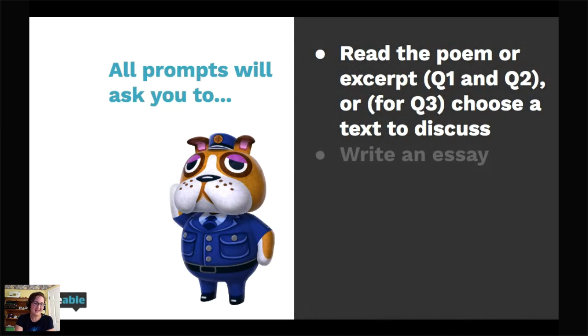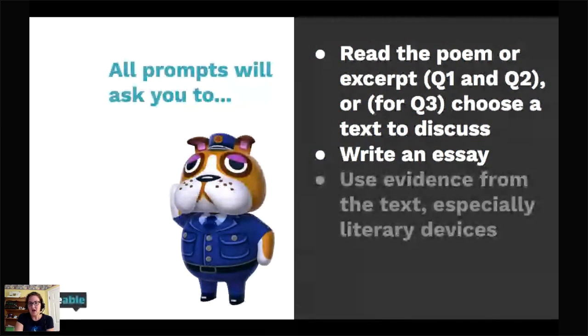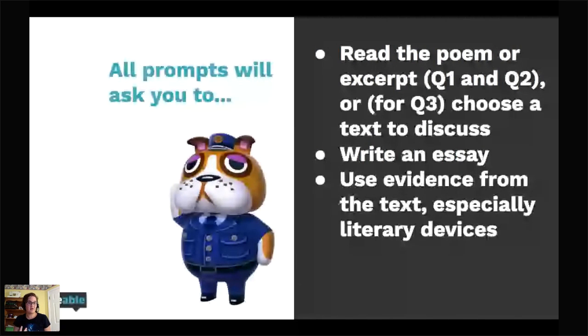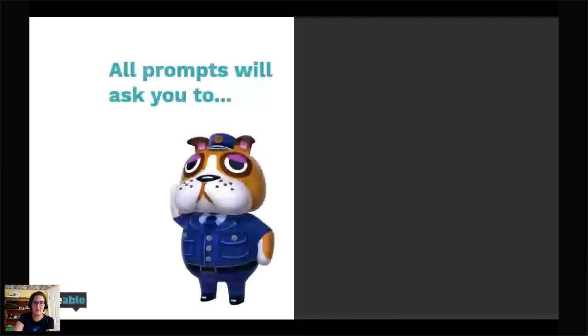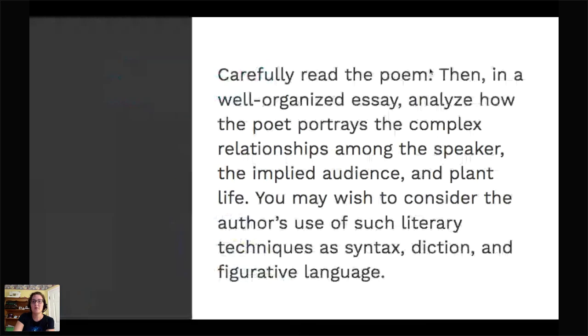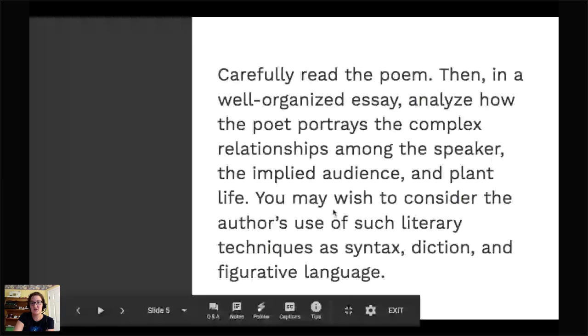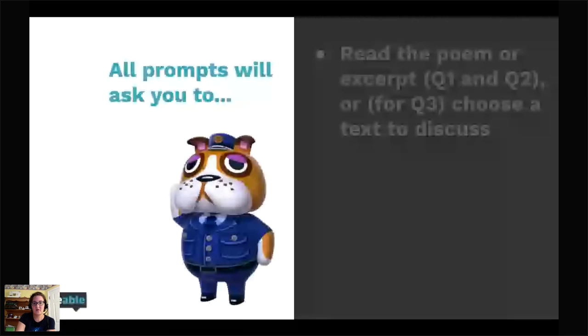Second thing they'll ask you is write an essay. So this is what I'm talking about, kind of the fluff text that's at the beginning. It'll say, read the poem, write an essay in which you blank. So you're always going to read and you're always going to write an essay. And then finally, it'll ask you in some manner, sometimes it won't say this directly, to use evidence from the text, and it'll almost always say use these literary devices. So you'll notice that those three parts are here. Carefully read the poem, then write an essay, and they ask you the question. We'll get to that question. And then you may wish to consider the author's use of these things. Now, those are the things that are definitely in there.